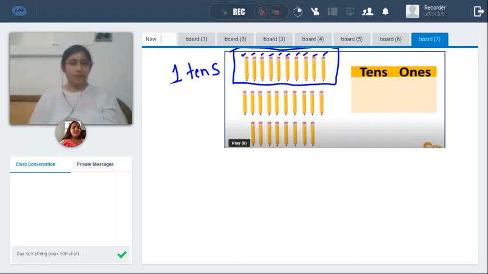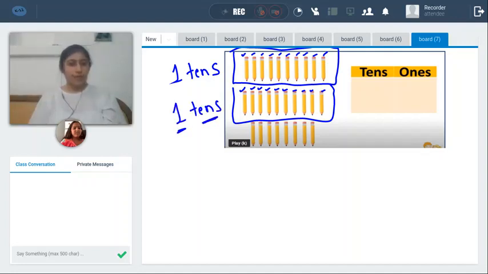Let us count again. 1, 2, 3, 4, 5, 6, 7, 8, 9, 10. We have one more group of 10 pencils, right? Yes. So I again call it 1 ten because we have one group of 10 things. Okay, so we call it 1 ten. Now let us count the rest of the pencils. So it is 1, 2, 3, 4, 5, 6, 7, and 8. So we are left with 8 single pencils.